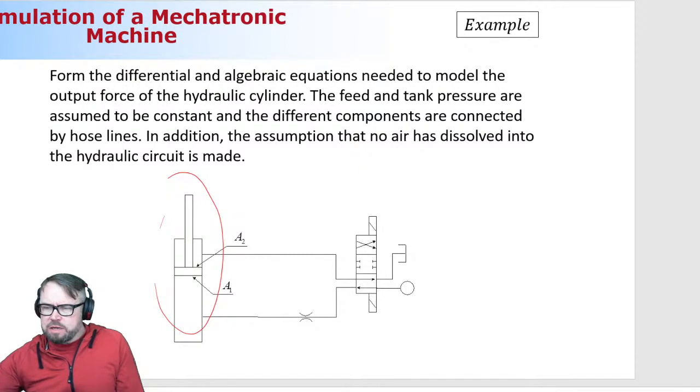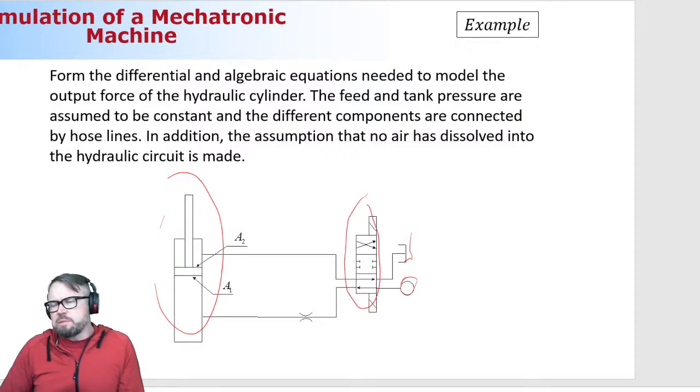Here, by the way, we assume that there is no pump, but there is a constant pressure source, and then this one is the tank here. And we're making a model where the direction valve is assumed to be in this particular direction. So there are quite a few assumptions.